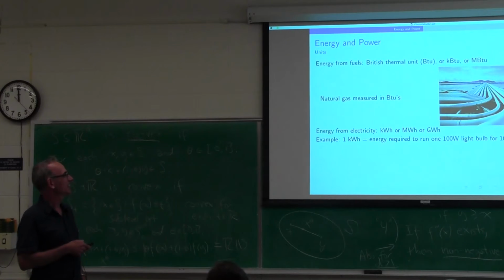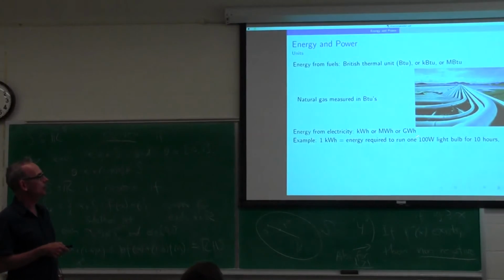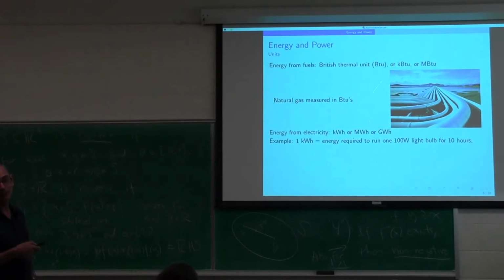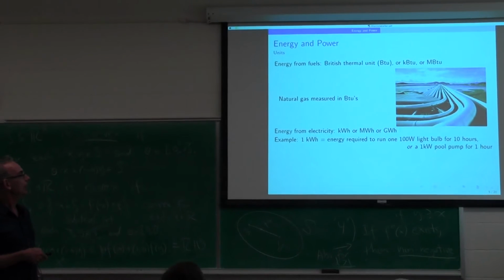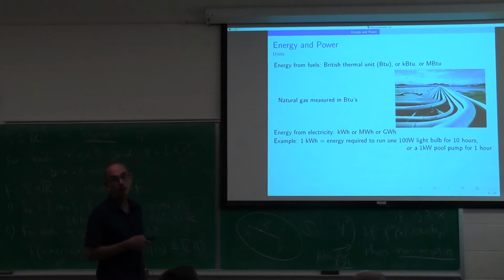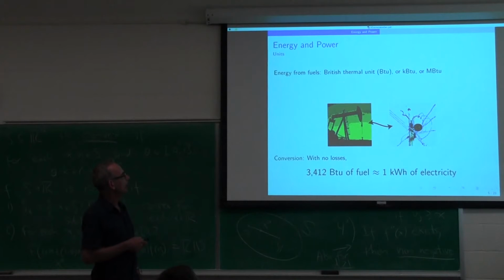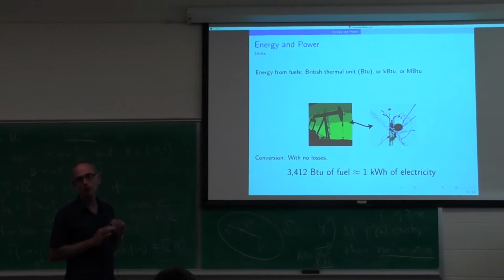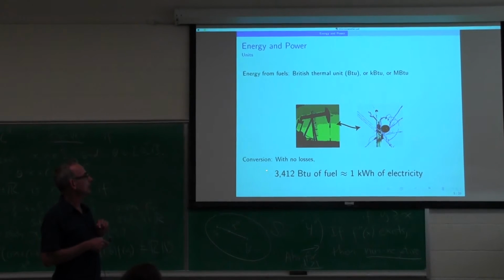All right, so 1 kilowatt hour is the energy needed to run a 100-watt light bulb for 10 hours. That takes so much energy. And my pool pump is a kilowatt, so if I run it an hour, it's going to take one kilowatt hour of energy. And there's a conversion, a perfect conversion. If you had a perfect generator, that would take 3,000.